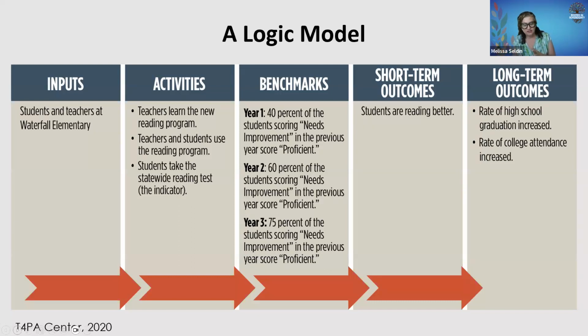Let's say in year one, you only get 20% of the needs improvement students from the previous year scoring proficient instead of 40%. There's a couple different things you can look at. Did the teachers learn the program successfully? Did they repeat it in your professional development? Were they showing that they had gained mastery over the new program? The second thing you might want to look at, in terms of the classroom environment, is whether the teachers were implementing the program faithfully. If there are workbooks, were they using the workbooks? Were they explaining what needed to be done as they learned in the professional development?